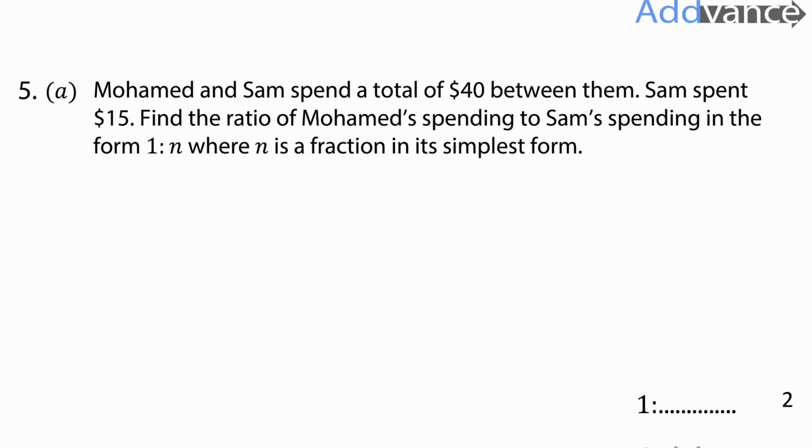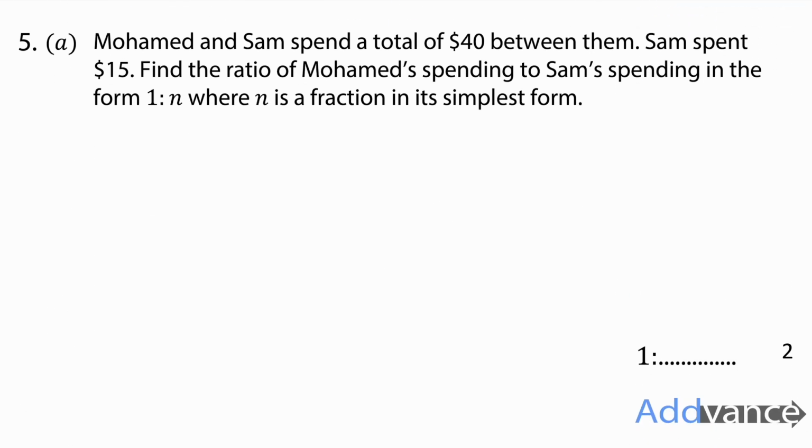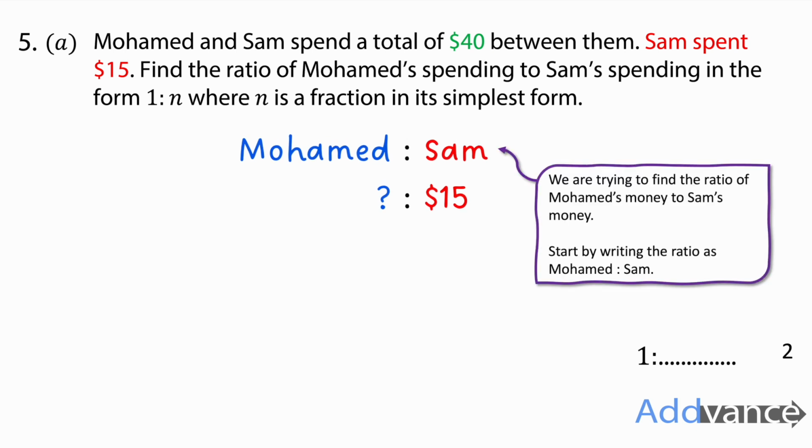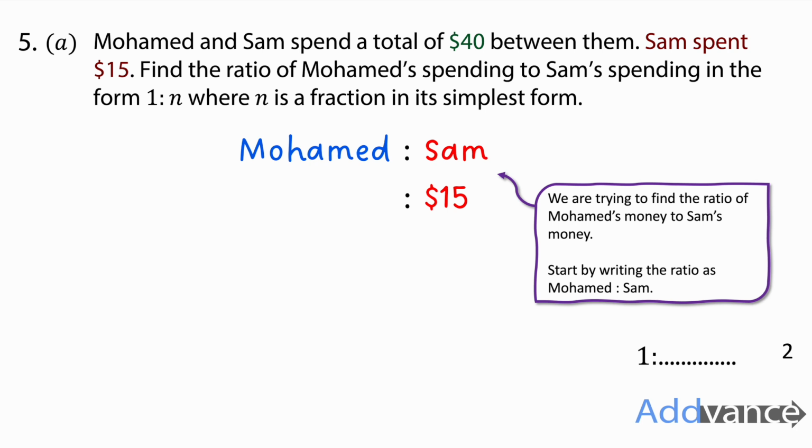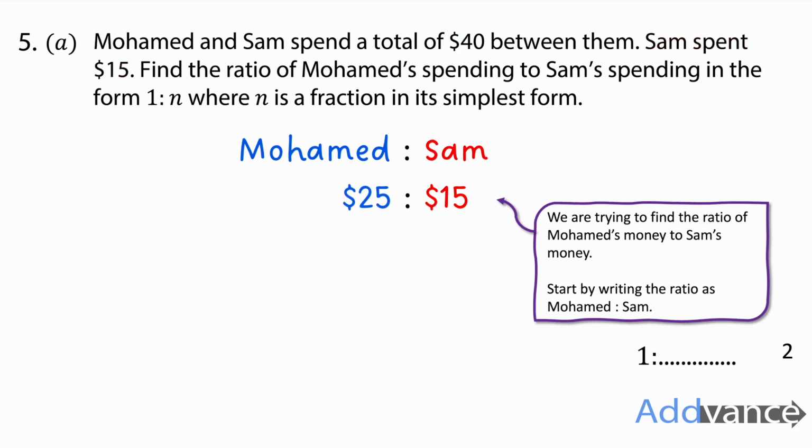Let's look at question 5. Mohammed and Sam spend a total of $40 between them. Sam spent $15. Find the ratio of Mohammed spending to Sam spending in the form 1 to n, where n is a fraction in its simplest form. Okay, so we've got Mohammed to Sam. Mohammed spent some amount of money, but Sam has spent $15. And I think we can figure out that 40 minus 15 is 25, so Mohammed spent $25.